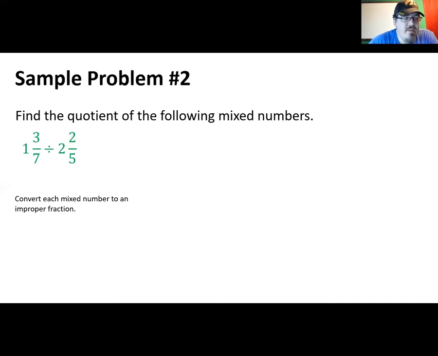So the first thing we've got to do is, number one, convert any mixed numbers to improper fractions. Again, they have to be in improper fraction form in order to do the process. So 1 3/7 is the same as 10/7. 2 2/5 is the same as 12/5. Okay, so we converted mixed numbers into improper fractions.